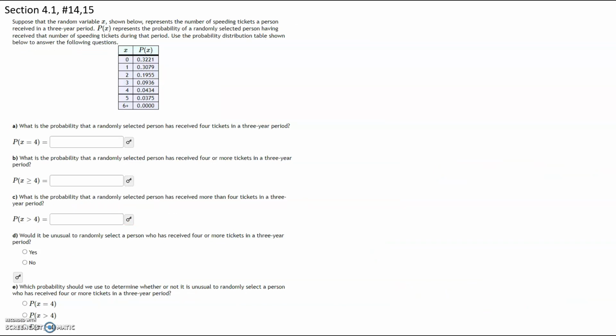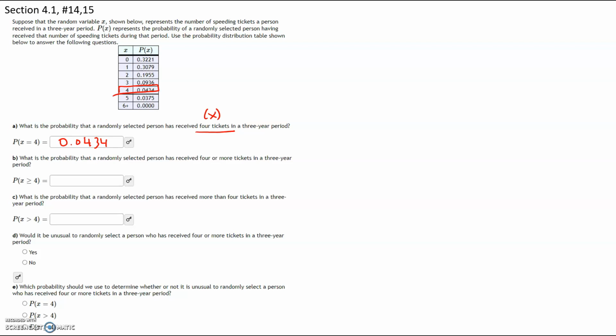This problem gives you a probability distribution table, and it says, what is the probability that a randomly selected person has received 4 tickets in a 3-year period? So 4 tickets, we're going to look at x equals 4, and that probability is 0.0434. The x represents the number of tickets, p represents the probability of finding a person with that many tickets. So this basically means out of 100 people, 4 people will have received 4 tickets in a 3-year period.